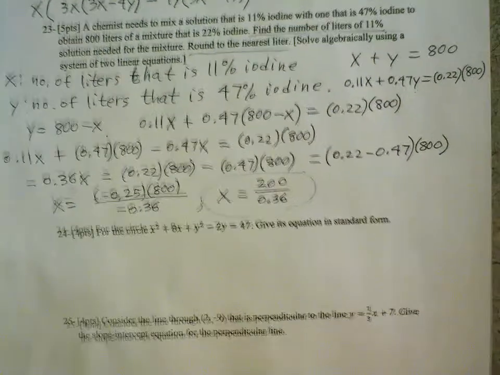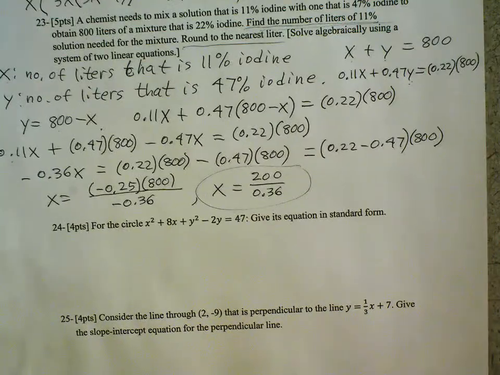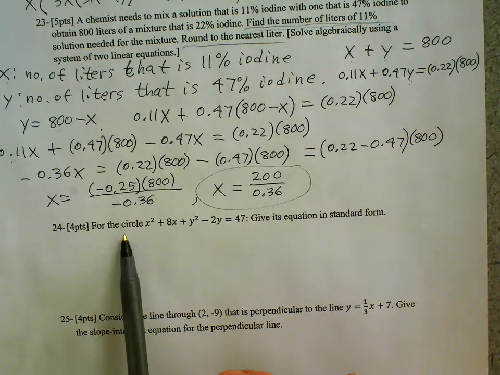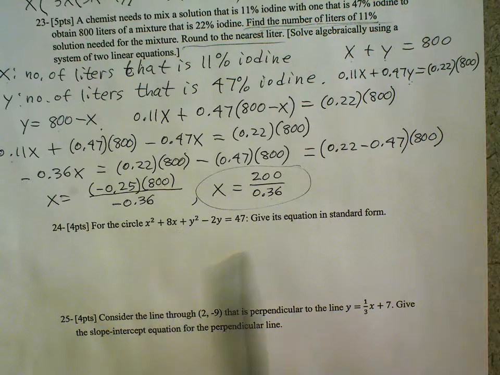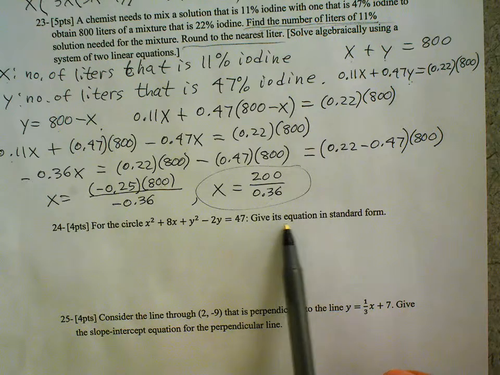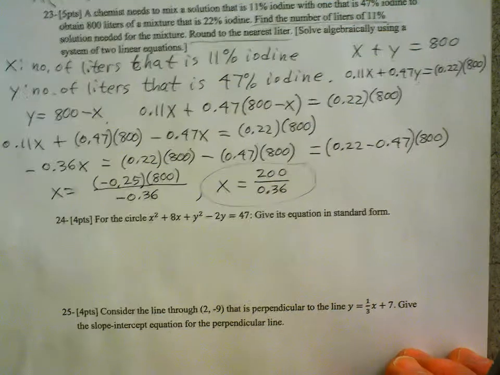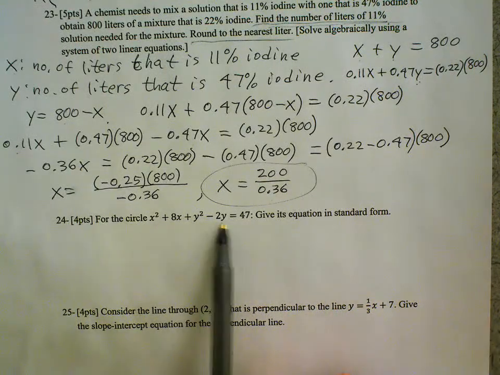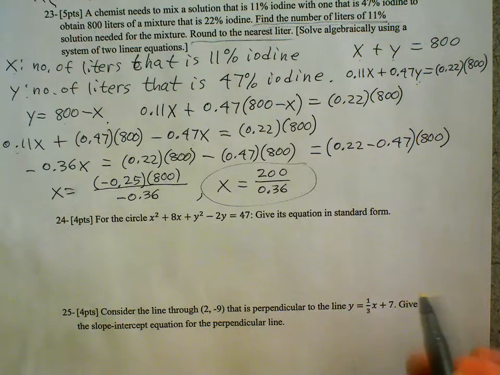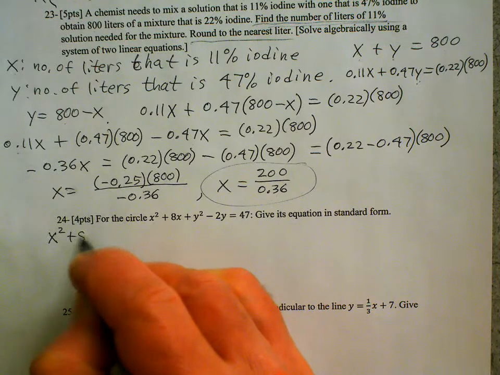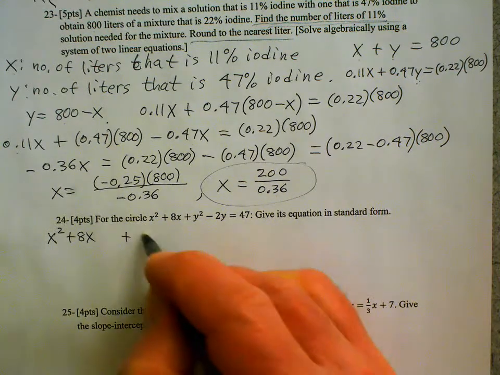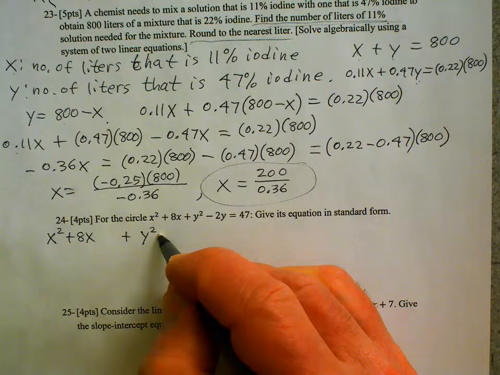Okay, in the next problem, we have an equation of a circle. So it's nice that the directions say what we're dealing with. This is an equation of a circle, and we're supposed to write it in standard form. So we can get it into standard form by completing the square twice, once for x squared plus 8x, and a second time for y squared minus 2y.